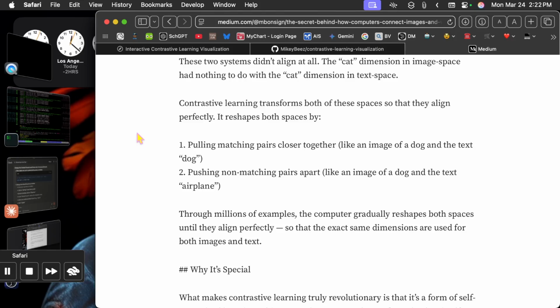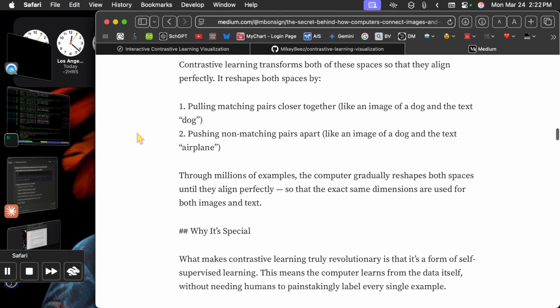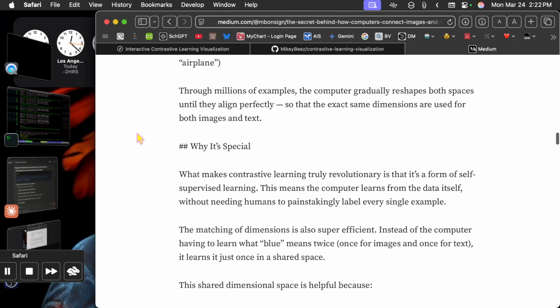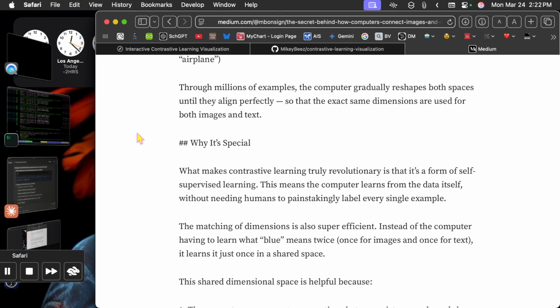It reshapes both spaces by 1. Pulling matching pairs closer together, like an image of a dog and the text dog. 2. Pushing non-matching pairs apart, like an image of a dog and the text airplane. Through millions of examples, the computer gradually reshapes both spaces until they align perfectly so that the exact same dimensions are used for both images and text.